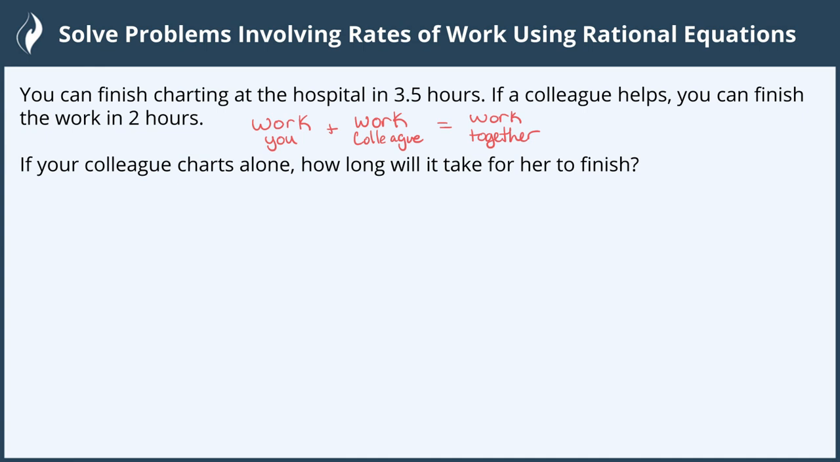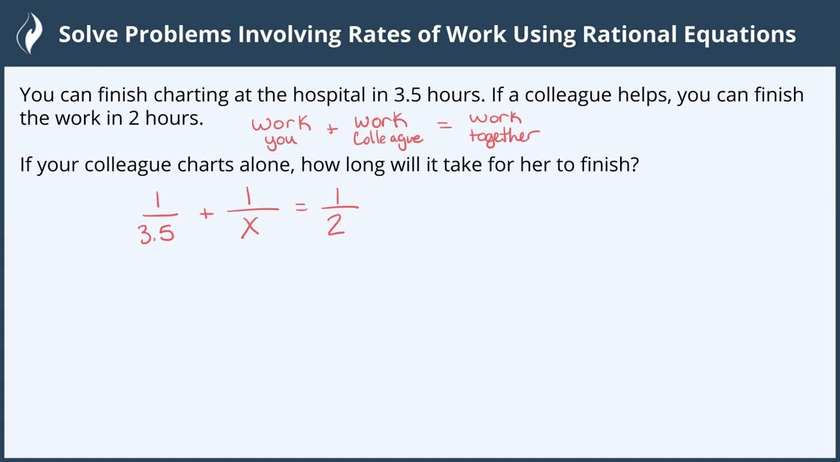Now, you work in 3.5 hours, so you can complete one job in 3.5 hours, or one job per 3.5 hours. Then we add that to how fast your colleague can work, and your colleague can do one job in we're not sure how many hours. So let's go ahead and put an x here. But if we add you two together, this will be the work done together. And we know that that work can be completed in 2 hours. So one job can be completed in 2 hours.